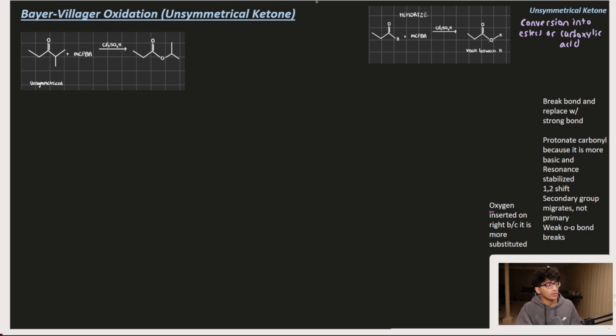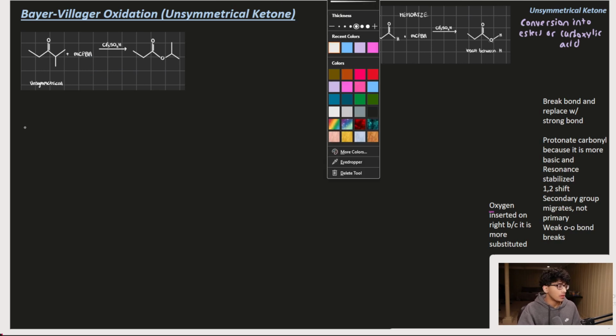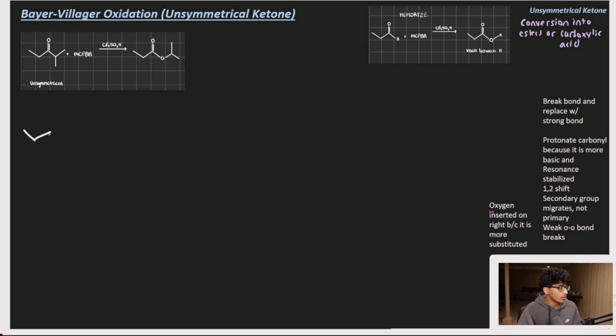Okay, so the mechanism is very simple. It's just like the last one. So we're gonna start off with our first step. The first step we're gonna be doing is acid base. So we have hydronium in the flask because it's acidic conditions. So first step, acid base.